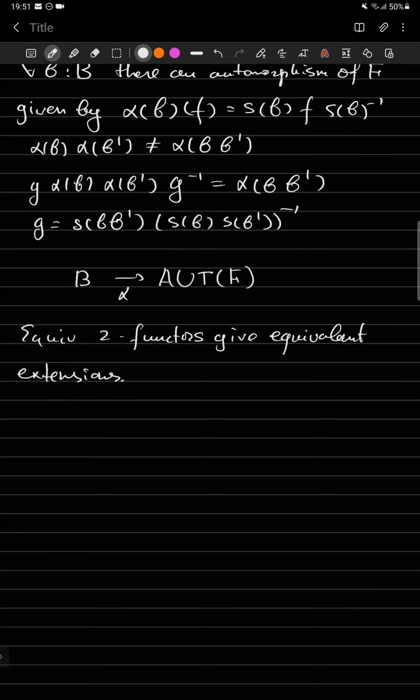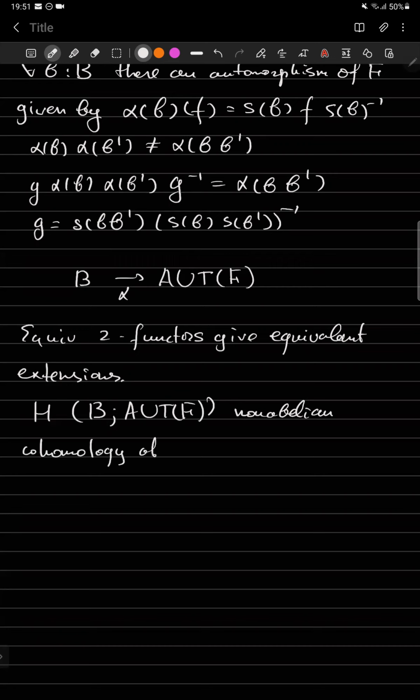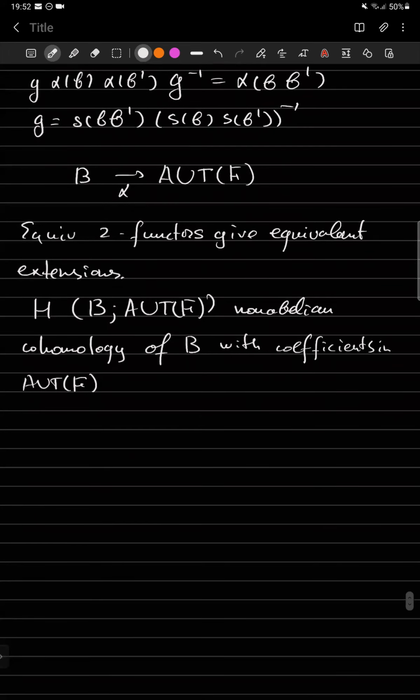And this set of maps from B to Out(F) is called non-abelian cohomology of B with coefficients. So this is very similar to all this Čech business when we create this gluing cocycle.